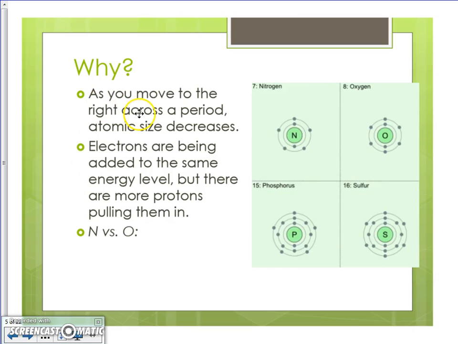The other one then is as you move across a period. Look at element 7 and element 8, nitrogen to oxygen. As you move across, atomic size decreases. You can't really see that from the picture, but if we think about what's happening, electrons are added to the same ring, so the 7th electron is the same distance as the 8th. But as we do that, we are adding more positive charge.